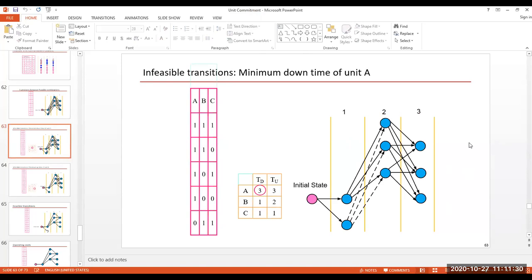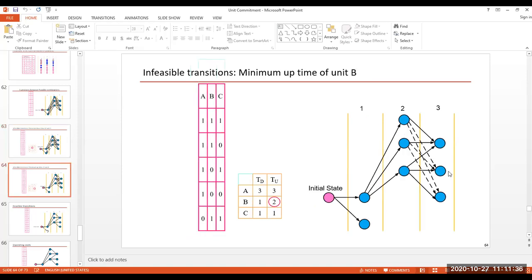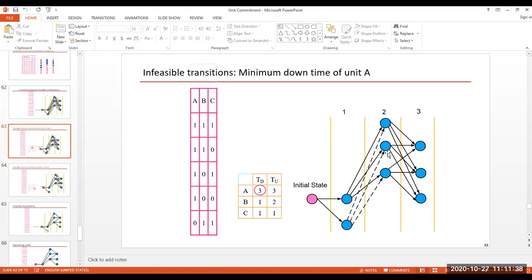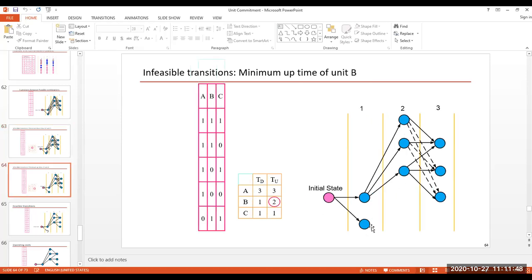Now, in the next slide, we will discard these dotted paths, the dotted transitions, because they are infeasible. We'll take them out and discard them from our diagram, so you don't see any transition from this node. It's out of the question. Only the transitions possible are these three, from hour 1 to hour 2.